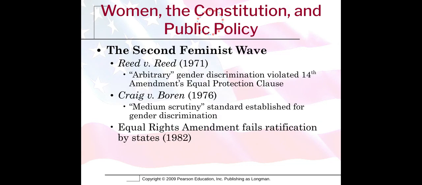So next came the second feminist wave. The first one was in the early 1900s through 1920. The second one was in the late 1960s, early 70s, where they fought for women's rights. We saw some court cases get decided in favor of women's rights. They said that any type of gender discrimination violates the 14th Amendment. But then in 76 with the Craig versus Boren case, they basically said, well, it can be allowed if there's some type of what they call medium scrutiny. And they try to be very vague with this so that it can be interpreted in many different ways.